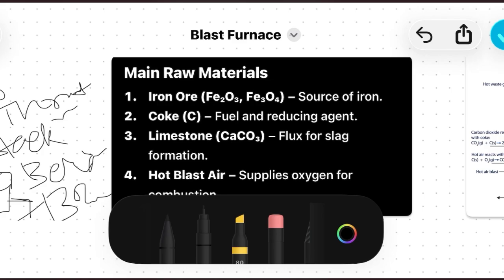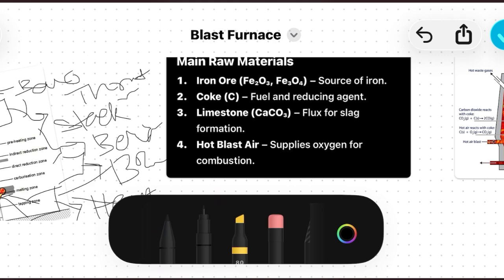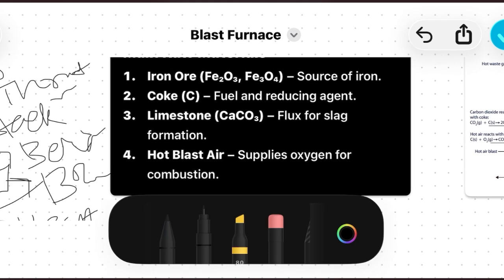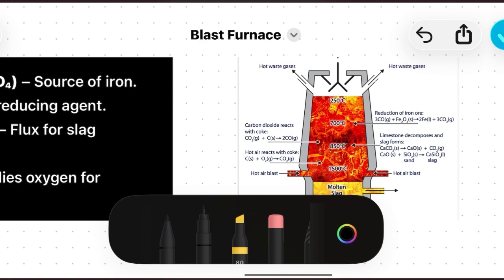Okay, so let's understand the raw materials of the blast furnace. For iron, the blast furnace raw materials are hematite and magnetite, with the chemical formulas Fe2O3 and Fe3O4, the source of iron. The next raw material is coke, which acts as a fuel and reducing agent. Then the next is limestone, CaCO3, which acts as a flux for slag formation. Then hot blast air, which supplies oxygen for the combustion region, and the hot gases are mainly used for the chemical reactions in the blast furnace.